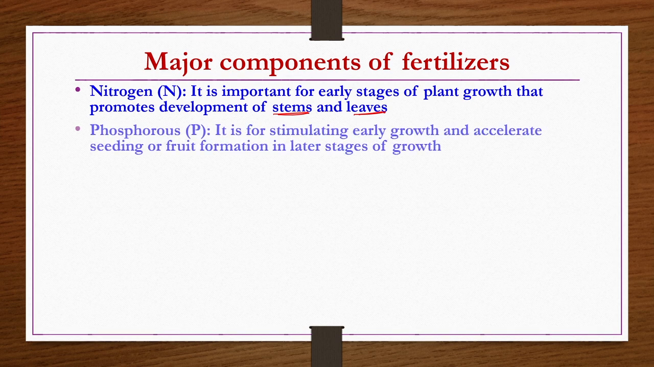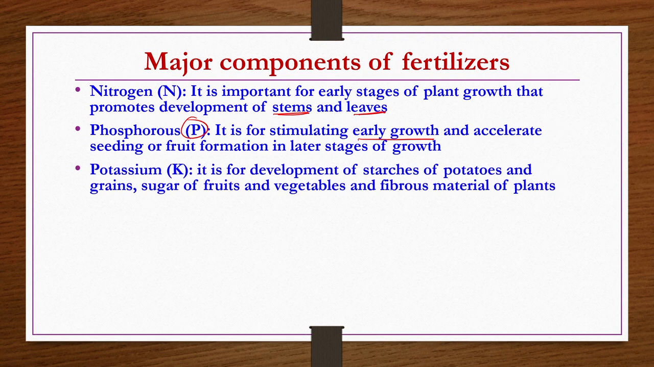It is very essential at the early stages. But for stimulating the early growth and accelerating seeding or fruit formation in later stages of growth, you need phosphorus. Whereas for development of starches of potatoes and grains, sugars of fruits and vegetables, and fibrous materials of plants, you need potassium. Potassium is very essential.